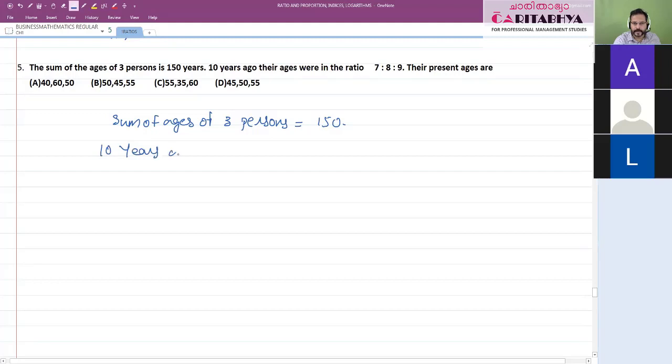Ten years ago, our ages were in the ratio 7 is to 8 is to 9. That means ten years ago, the actual ages, with a non-zero number x multiplied, were 7x, 8x, 9x.